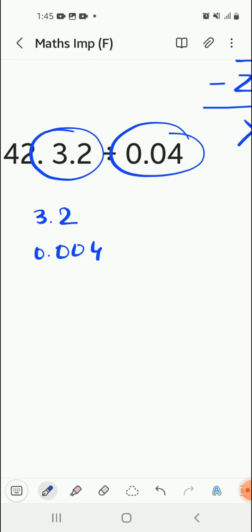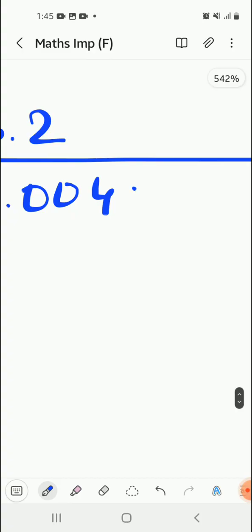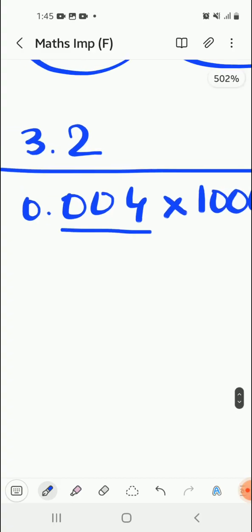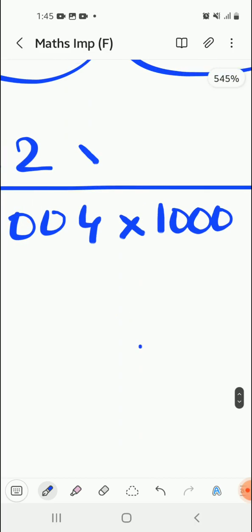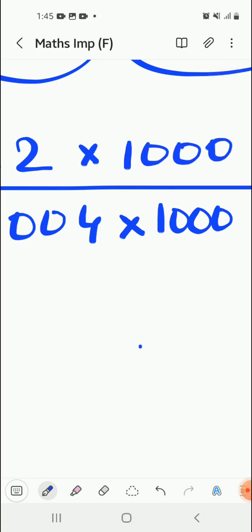So because 0.04 is my divisor, we have to remove the decimal point. So for removing the decimal point, we will multiply the given number with 1000. Why 1000? Because we have got 3 decimal places here. That's why 3 zeros must be here. We have to multiply it by 1000. Do the same thing with the numerator as well.